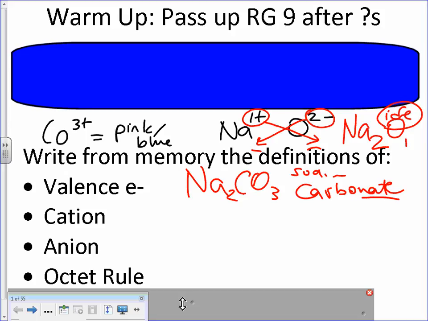Their number of group, right? 1 through 8. So the valence electrons of the noble gases is what? 8 electrons, right? So that's what the octet rule refers to. Octet means 8, so it means you want 8 electrons, like the electron configuration of that of a noble gas.